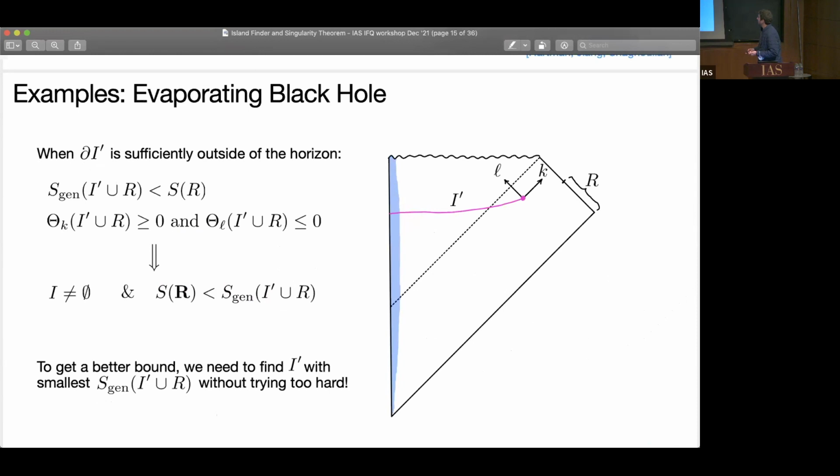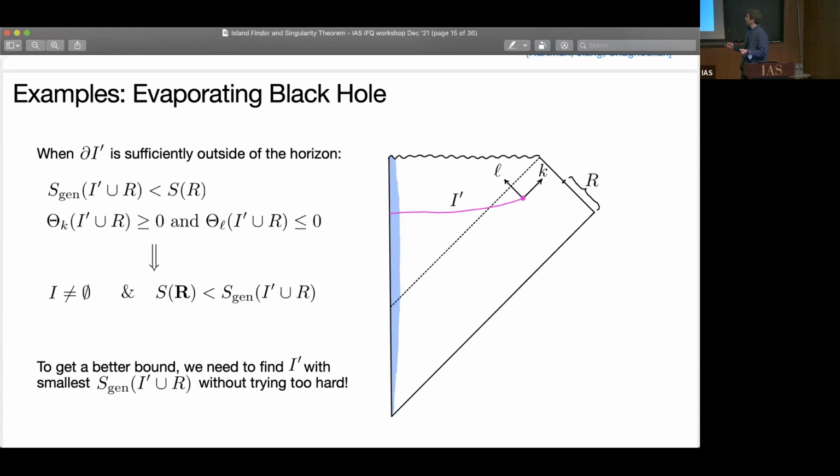But let me just cover the example of an evaporating black hole a little bit and show you why the conditions of the island finder can be verified without trying hard or relying on simplifying assumptions. So the hyperentanglement condition is basically just the definition of the Page curve. Just to be safe, let's go a little bit after the Page time so that we can be sure that this condition is satisfied for I prime. Now let's shoot for the quantum normal condition.